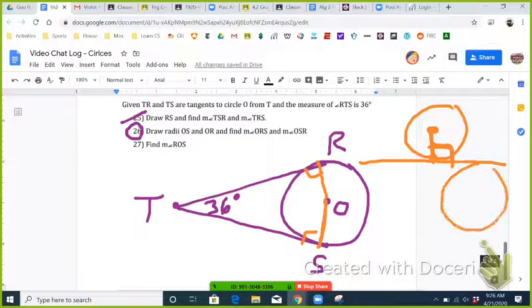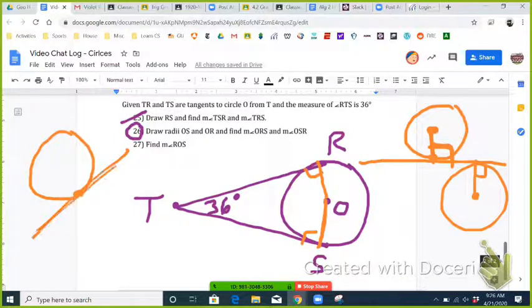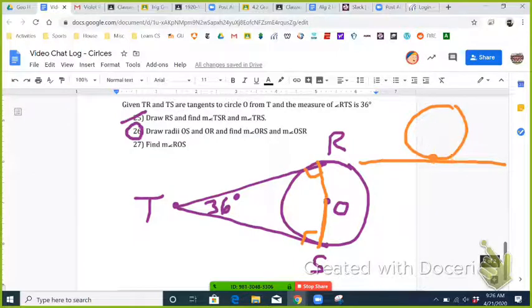No matter how you draw it, where that point of tangency hits this line, it's going to form a right angle with the radius. So we know that. Then it says find ORS and OSR.